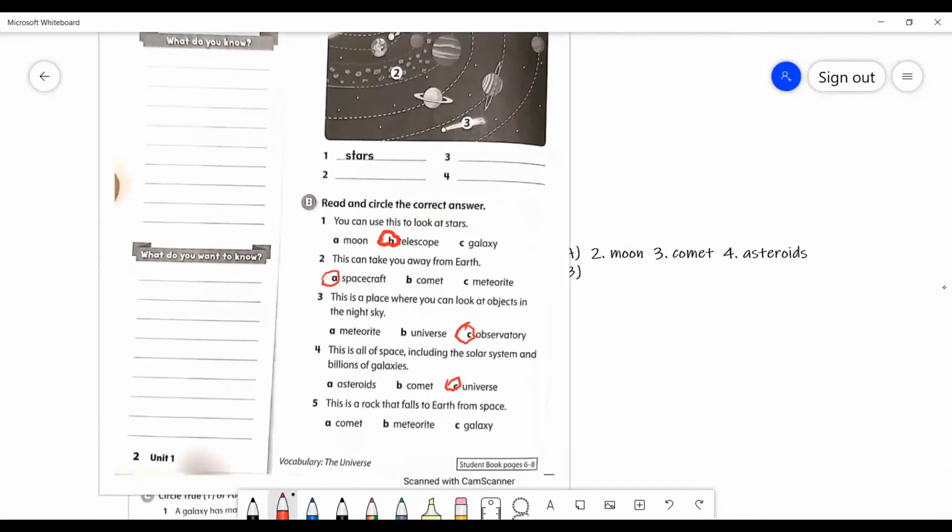Now number 5: This is a rock that falls to Earth from space. A, comet, B, meteoroid, C, galaxy. So the answer to number 5 is B, meteoroid.